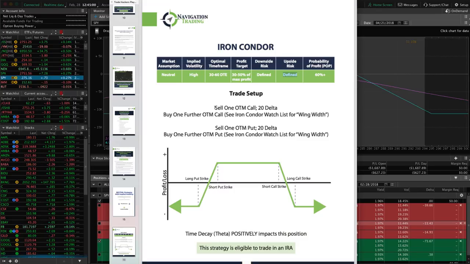And we're simply going to sell one out of the money call around the 20 delta, and then buy one further out of the money call, and the width is based on the specific symbol you're trading. Same thing on the put side. We're going to sell an out of the money put. We like to do it around the 20 delta and buy one further out of the money put with the width depending on the symbol that you're trading. So this is what the graph will look like. Again, like the others, time decay is positive. And this strategy can be traded in an IRA or a margin account.